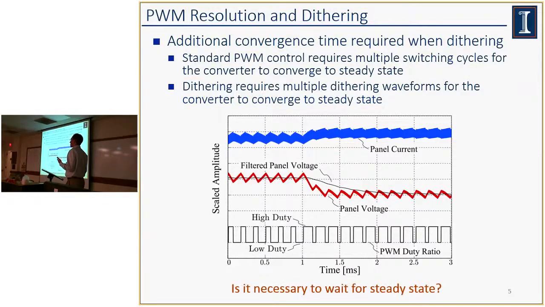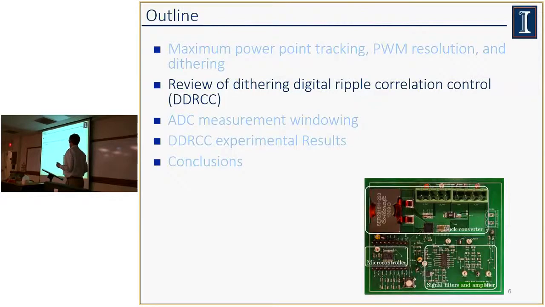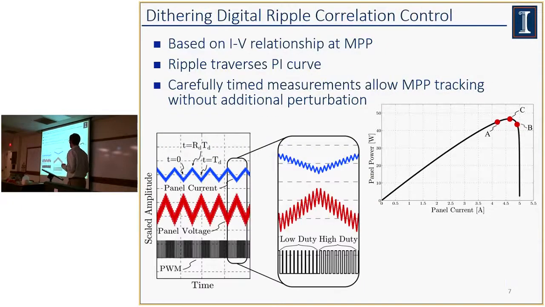But then you could ask the question, is it really necessary to wait for the converter to reach steady state? Well, for P&O, perturb and observe, it is. But for dithering ripple correlation control, I'm going to show you that we can immediately reevaluate the maximum power point tracking algorithm after every dithering cycle.